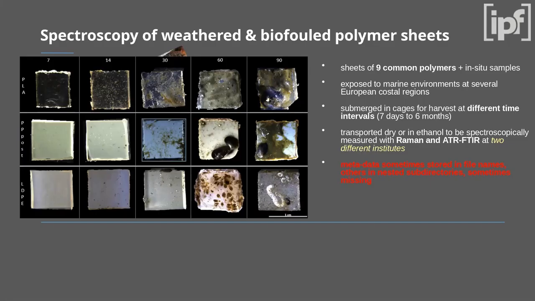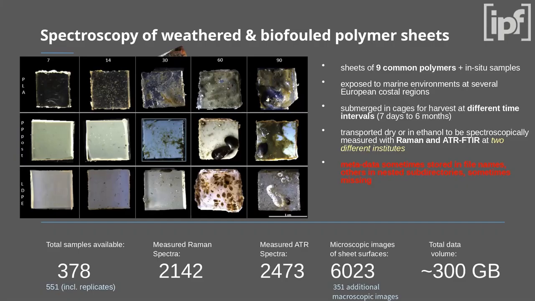After this, the biofilms were removed by digestion with H2O2, and then the spectra were acquired again. So we have a big collection of, from several hundred samples, several thousand Raman spectra, several thousand ATR spectra, a lot of images.